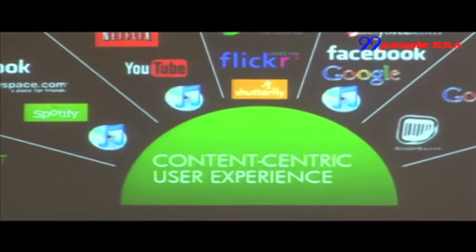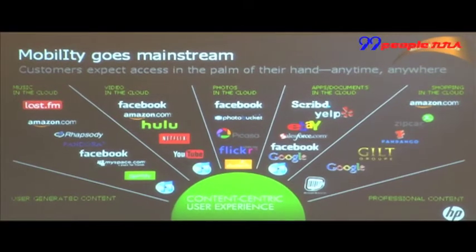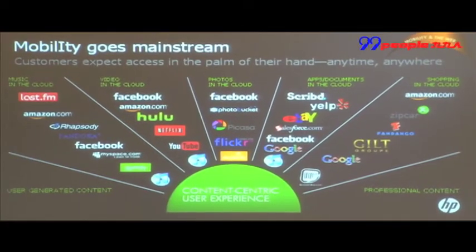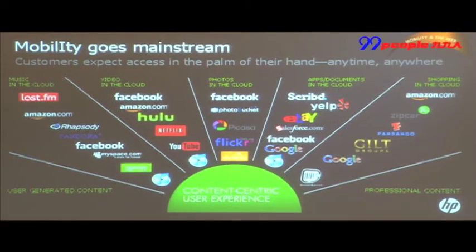If we look at the content, what you see is that it has a lot of different things: music, video, photos, apps, documents, shopping, ranging all the way from user-generated content to professional content. It's all really moving to mobile devices, and it's moving to the cloud. So mobile devices are the access point for accessing that content in the cloud.